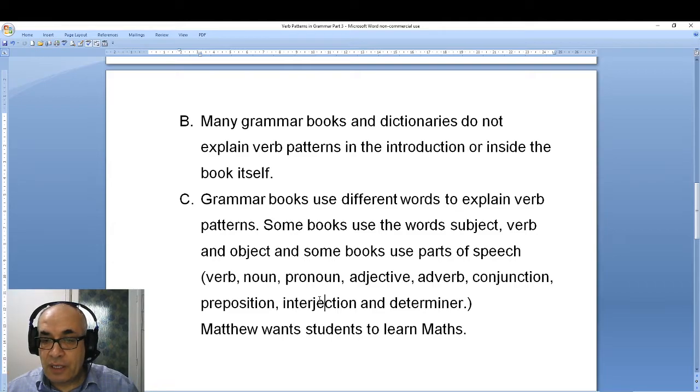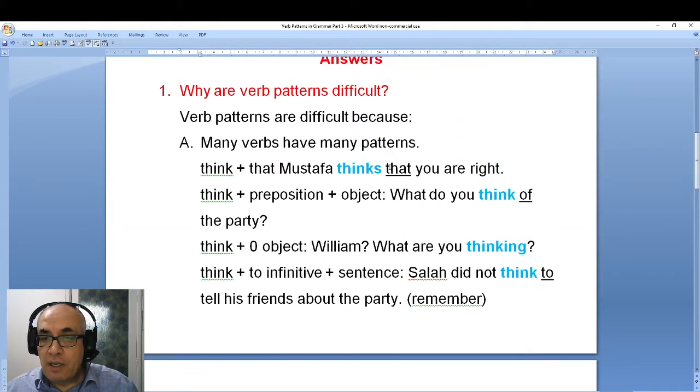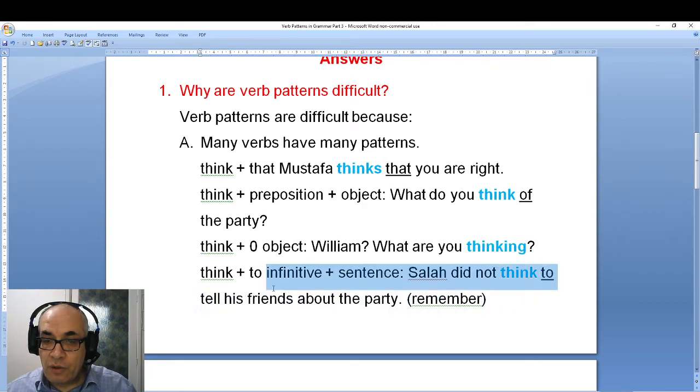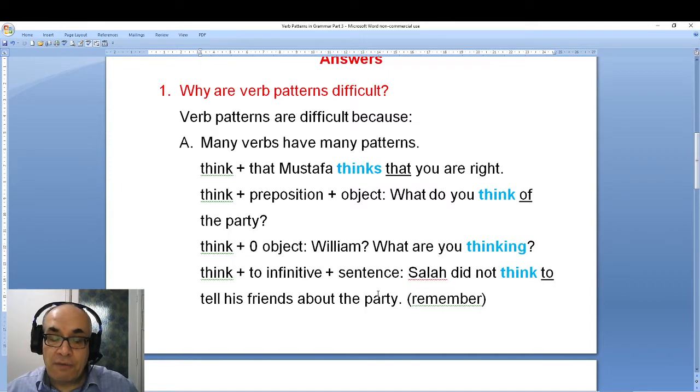So as you can see, for example, if you come back here, think that you are right. This is a clause after think. It's like an object. After think of the party, we use a preposition and an object again, but here we don't use an object, and here we use to infinitive and then I finish the sentence. Sometimes we don't even have a subject. We only have one verb. One verb is a sentence. Sometimes we have subject, verb, and that's it, full stop. So there is nothing after the verb.